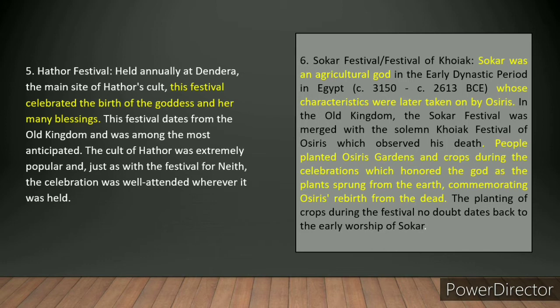Number 6. Sokar Festival or Festival of Khoiak. Sokar was an agricultural god in the early dynastic period in Egypt whose characteristics were later taken on by Osiris. In the Old Kingdom, the Sokar Festival was merged with the solemn Khoiak Festival of Osiris, which observed his death. It was a summer affair in its early form but grew to include Osiris' resurrection as well, and was celebrated in the late period of ancient Egypt for almost a month.